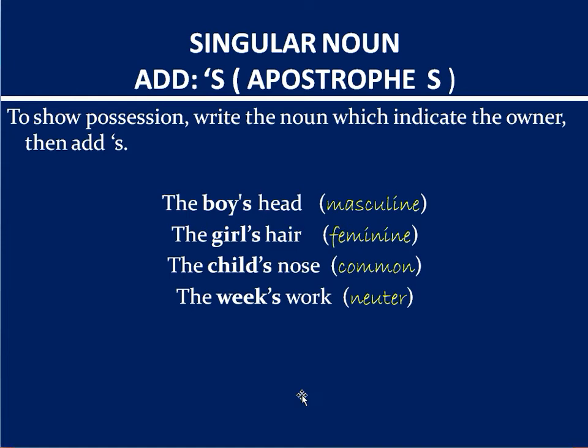The boy's head, it's a masculine noun, boy's head. It means the head belongs to the boy, or head of the boy. The girl's hair, it's a feminine noun, and here we are talking about the hair of the girl. The child's nose, it's a common gender, as we will learn all about it. Apostrophe S is used with child, and it's a common noun because the gender is not shown here, whether the child is masculine or feminine.